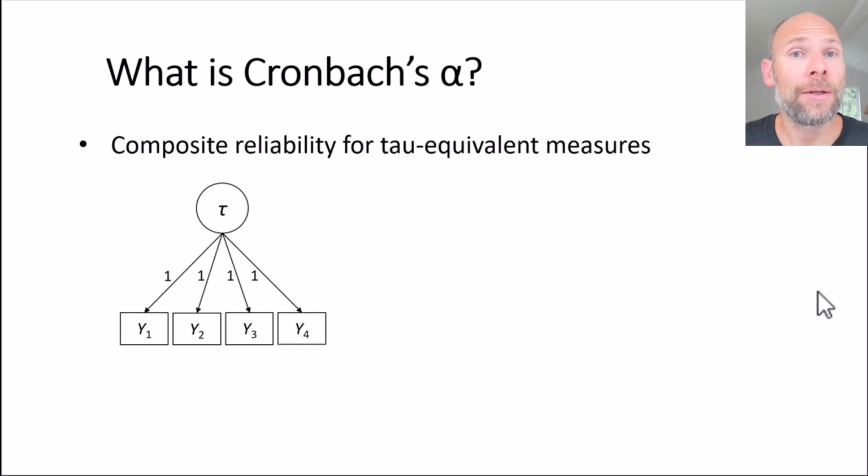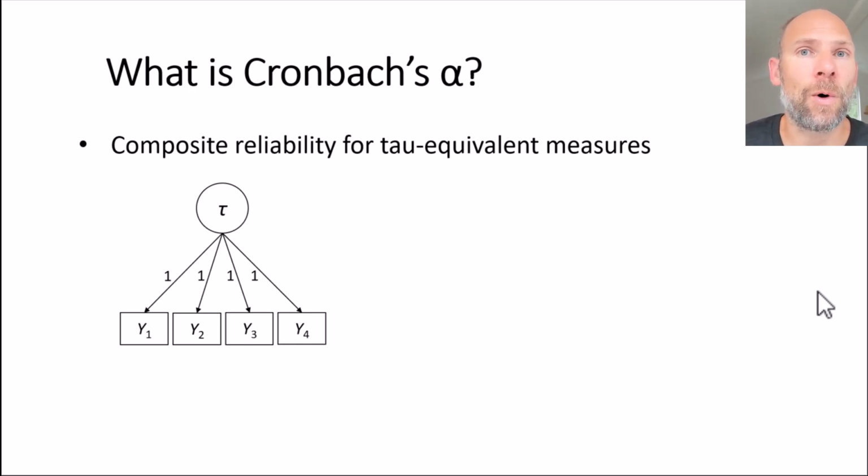And so in the tau equivalent measurement model, not only do the measures all measure a single factor, meaning they're unidimensional, but also they are assumed to have equal factor loadings, or we could say scale discrimination parameters. So you can see here that all factor loadings on the common true score factor are fixed to 1.